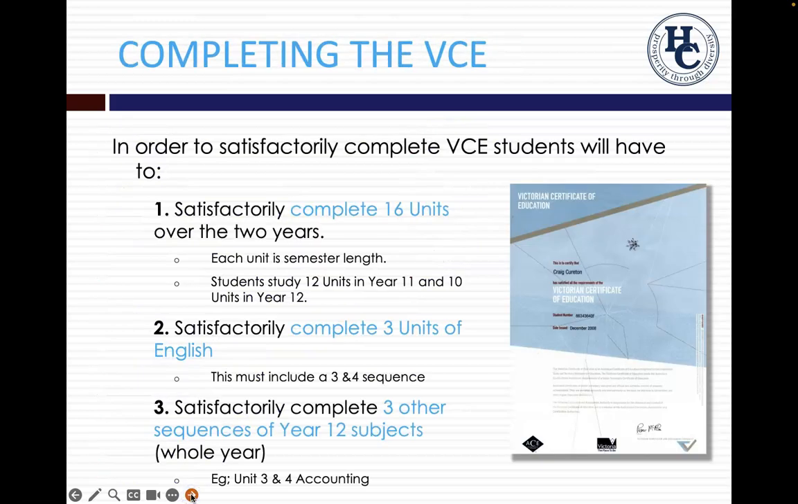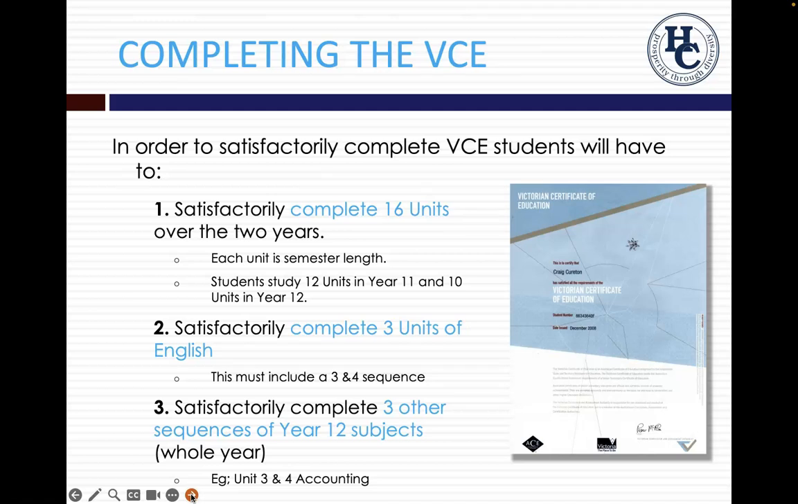At the end of your 2-year VCE program, you must have completed successfully 16 units across the 2 years. Remembering that each unit runs for a semester, that means we try and complete 12 units at Year 11 and 10 units at Year 12, which is equivalent to 6 subjects at Year 11 and 5 subjects at Year 12. Across that program, to become eligible for a VCE certificate, you must have a satisfactory completion of at least 3 units of English, which includes the 2 Year 12 units. So that's Units 3 and 4.